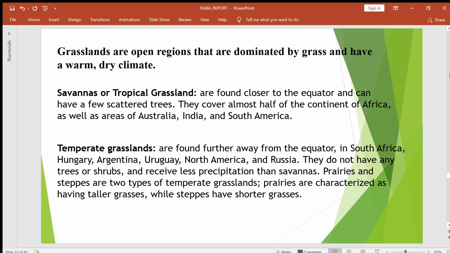Temperate grasslands are found further away from the equator in South Africa, Hungary, Argentina, Uruguay, North America, and Russia. They do not have any trees or shrubs and receive less precipitation than savannas. Prairies and steppes are two types of temperate grasslands. Prairies are characterized as having taller grasses, while steppes have shorter grasses.